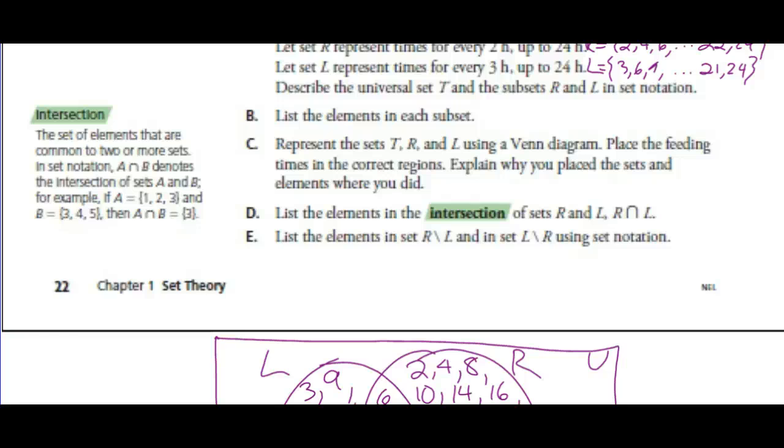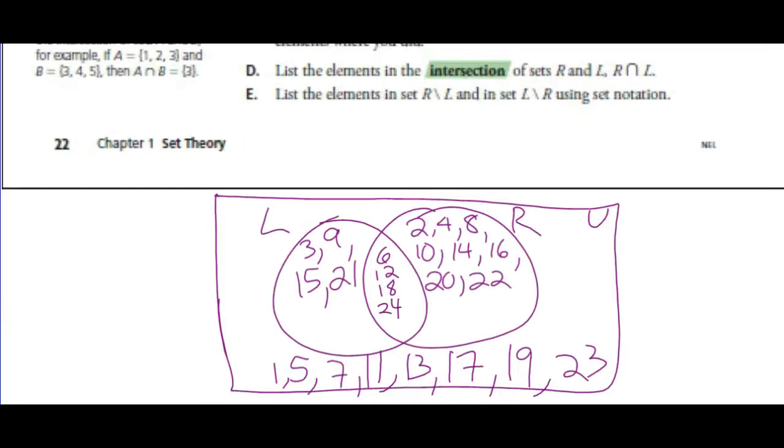List the elements in the set R, the set L, and R intersect L. So in L, we have 3, 6, 9, 12, 15, 18, 21, and 24. In R, we have 2, 4, 6, 8, 10, 12, 14, 16, 18, and so on. And in R intersect L, we have 6, 12, 18, 24. Okay, so R intersect L is 6, 12, 18, and 24.